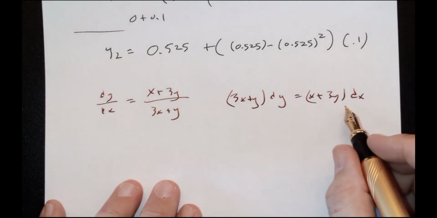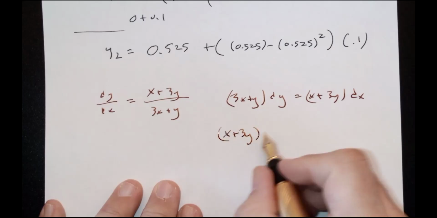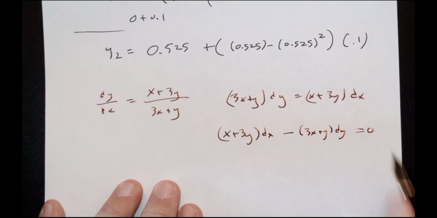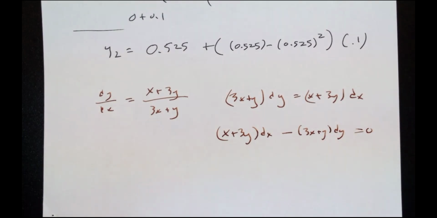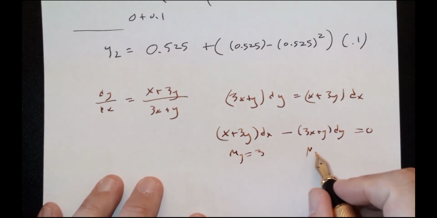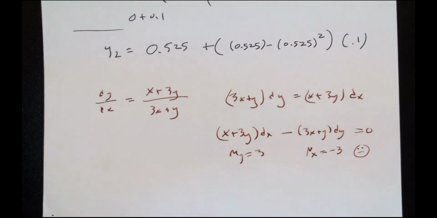If I move this over, we'll write it this way: x plus 3y dx minus 3x plus y dy equals 0. Then it's M dx and N dy, but the partials are not the same, right? M_y is 3 and N_x is minus 3. It's not exact. And given the way it's written, it is definitely not linear. So that's how I know I have to do something. And the recommendation is a substitution.